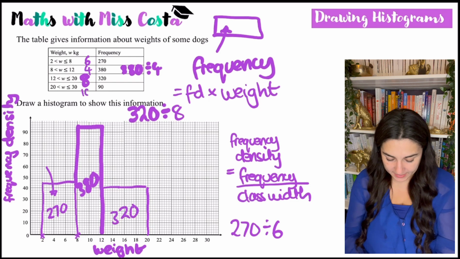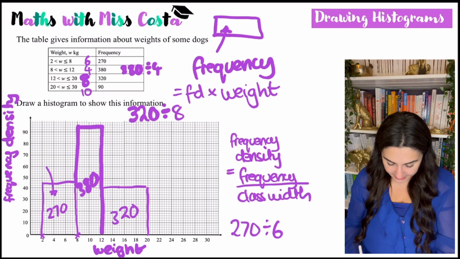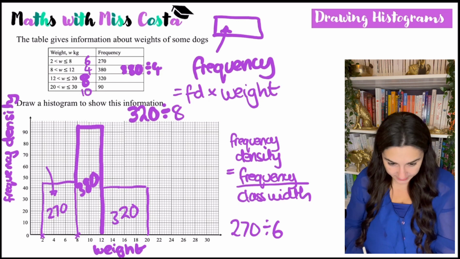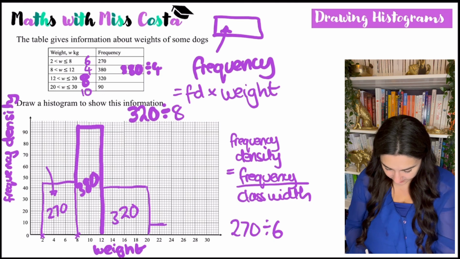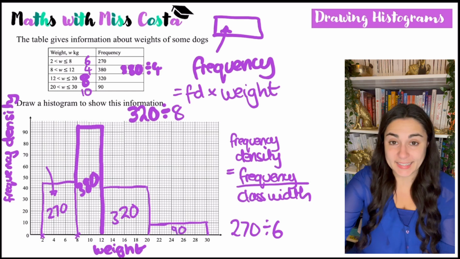And the last bit, my class width is 10. So I go from 20 to 30 and I do 90 divided by 10, which is 9. So that means my frequency density is 9. So 9 is going to be just under 8 here, going all the way to 30. And that represents 90 people. So that's how I do a histogram.